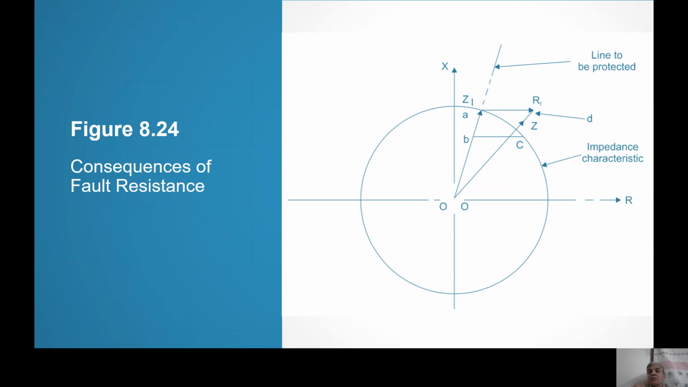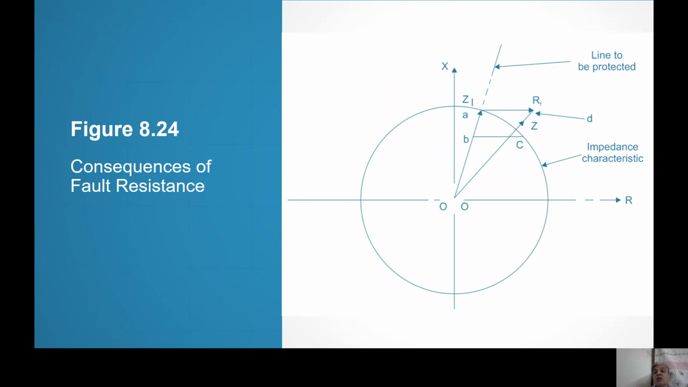Otherwise, for making the relay be on the threshold, it cannot measure up to Z1, it can measure up to less than Z1, it can measure 10% less or 5% less. So that is the underreach of the relay. Because of fault resistance, the relay underreaches.